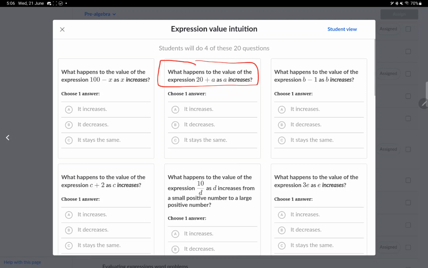You guys got to think for this one, okay? What happens as a increases? It stays the same. Is wrong. As a increases, it will increase. Okay. So the idea is this.